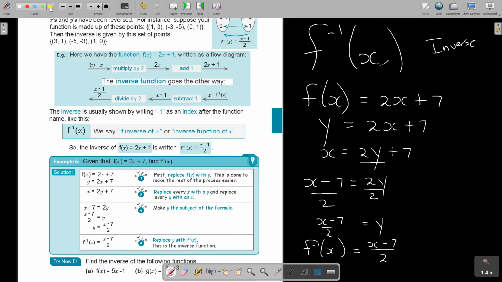Can I just run through it again? In the place of f(x), you put a y. That's step 1. Step 2 is where you see a y, you make an x, where you see an x, you make a y. And then step 3 is you make y the subject of the formula. And that's that. Okay.